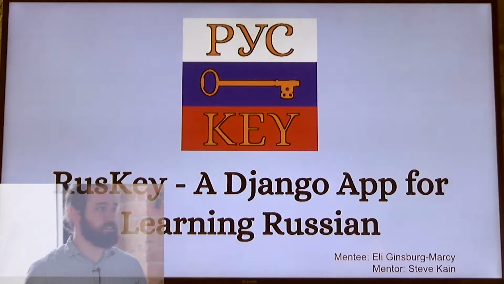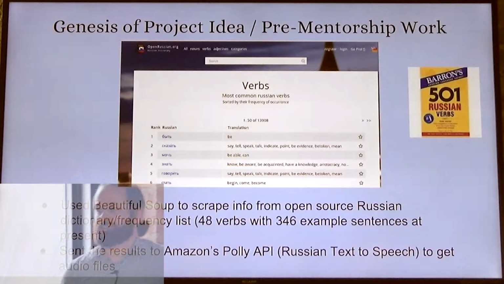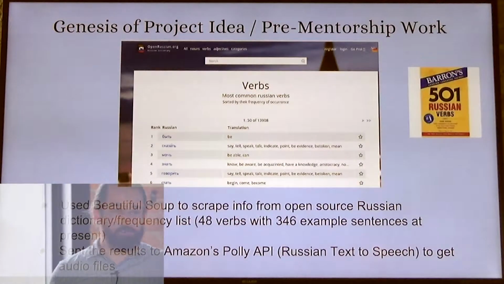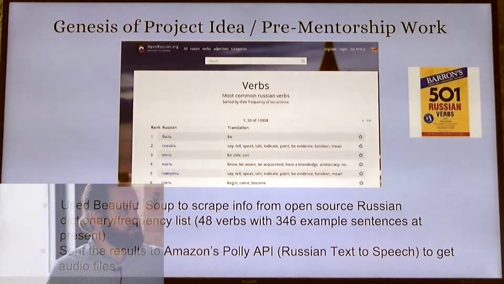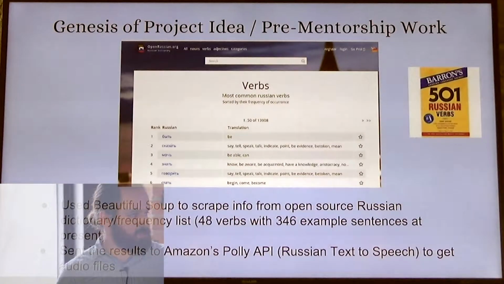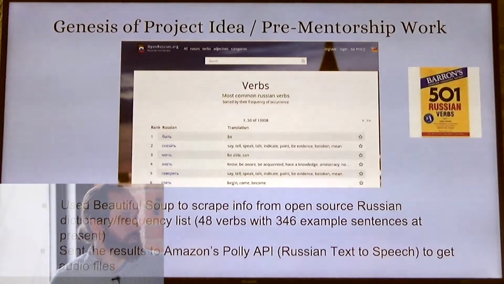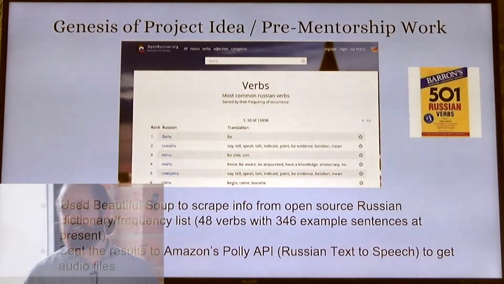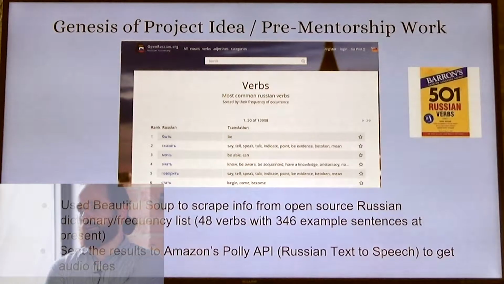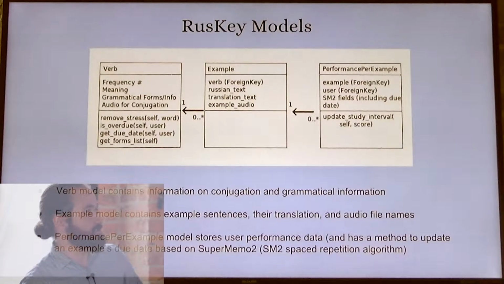I didn't know anything about Django when I started, but I found an open source Russian dictionary with a frequency list, and so I decided to scrape a bunch of data from it using Beautiful Soup. I scraped a bunch of conjugation information, I scraped example sentences, and then I fed all of that through Amazon's Polly API to get text-to-speech. So audio files for all of the example sentences, the conjugations, that sort of thing.